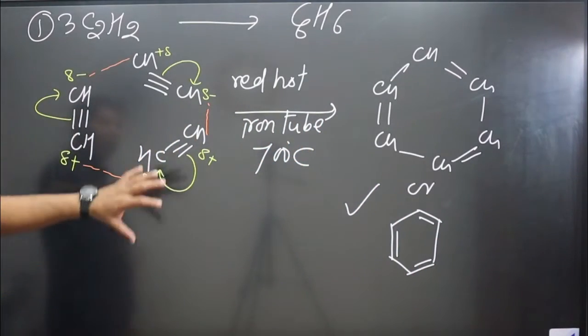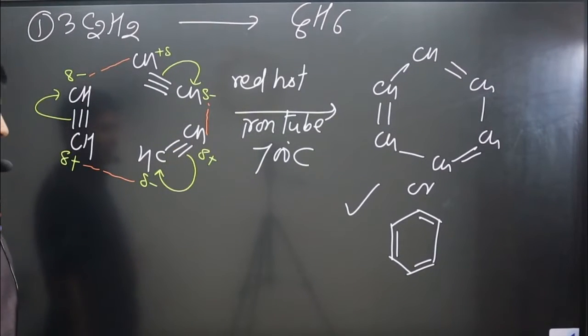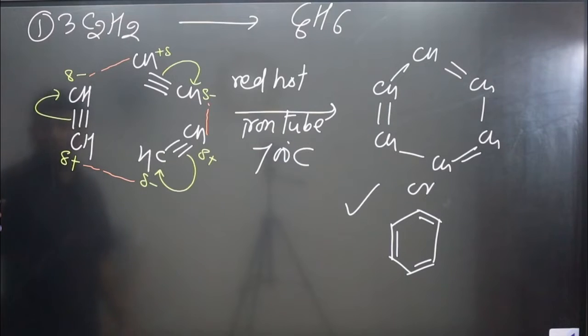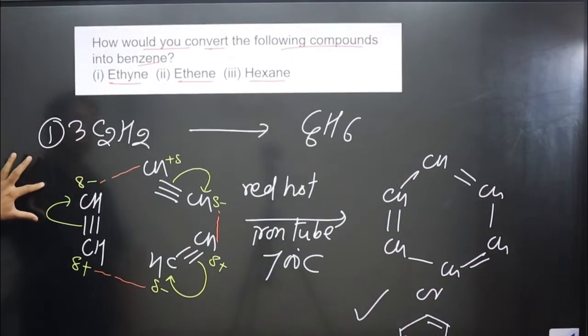So this is the aromatization of ethyne into a benzene ring. This is a kind of condensation reaction: these molecules condense together forming a benzene ring. Okay, next reaction. Next is ethene, so we can go for ethene also.